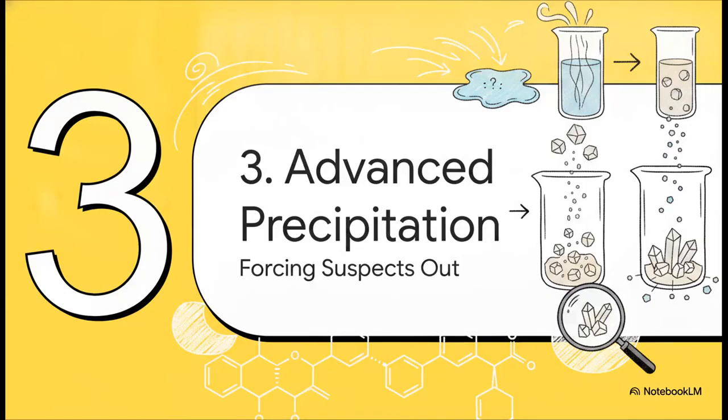Which brings us to Section 3, Advanced Precipitation Methods, forcing suspects out. Because sometimes our suspects are just so elusive in liquid form that we literally have to force them out of hiding by turning them into a visible, solid mass.